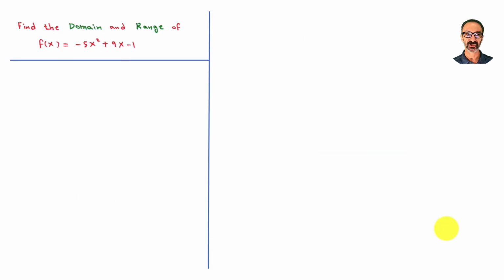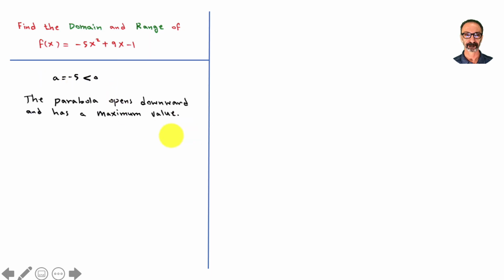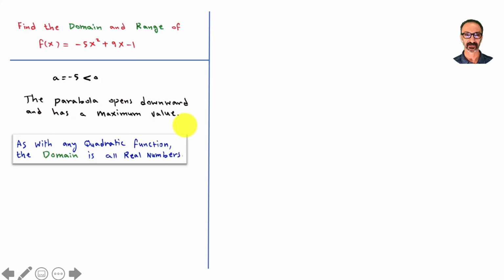Find the domain and range of this quadratic function. Well, this one opens down. As you can see, it opens downward and has a maximum value at the vertex, of course. So we need to find the vertex. We need to find the maximum value because that's part of the range.